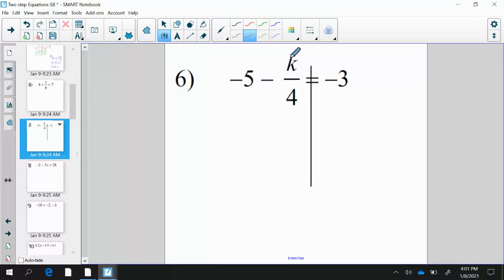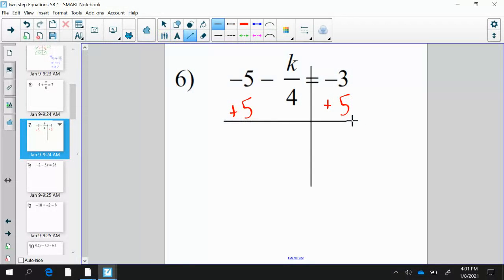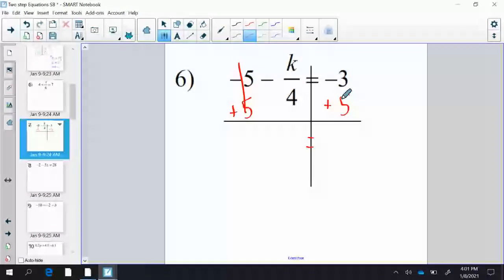So we want to get k by itself, but this is our constant, so we're going to get rid of that first. We're going to add 5 on both sides. That goes away. Negative 3 plus the 5 is a positive 2. And this is the tough part. Do you see that this is left over? We still have this here. That is a negative k over 4. So we have to write that as a negative k over 4.